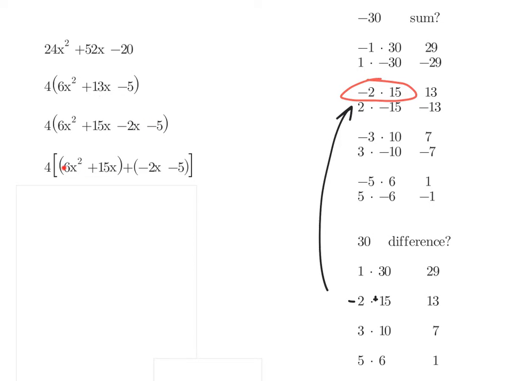So now what can we factor out of here? Well, they are both multiples of 3, and they both have an x, so we can factor a 3x out. And this is what remains. When you divide this by 3x, you get that. When you divide this by 3x, you get that.